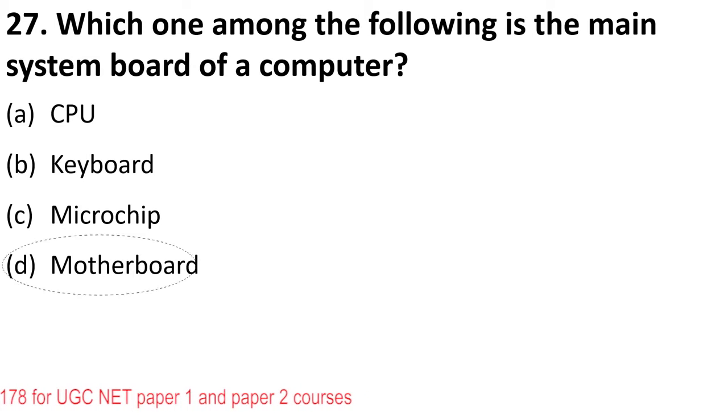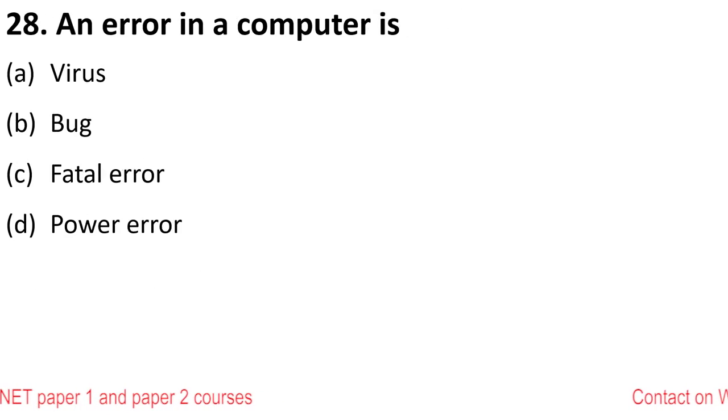All the chips, your RAM, ROM, all of these are connected. Or your hard disk, all these are connected into the motherboard. It is a main circuitry board of your system.